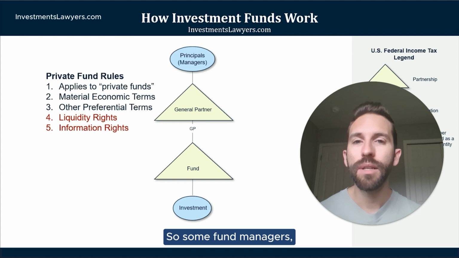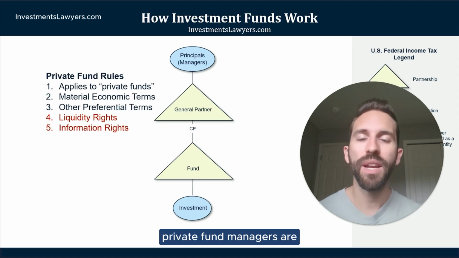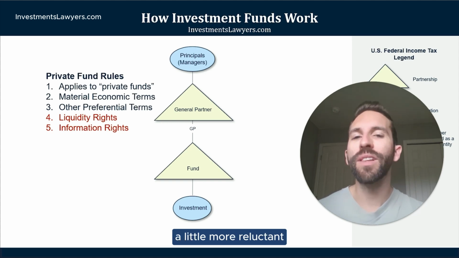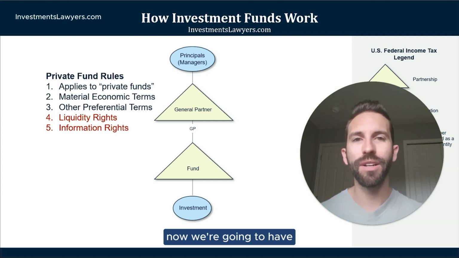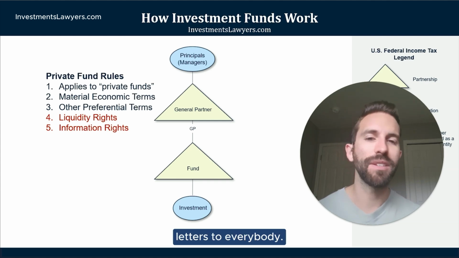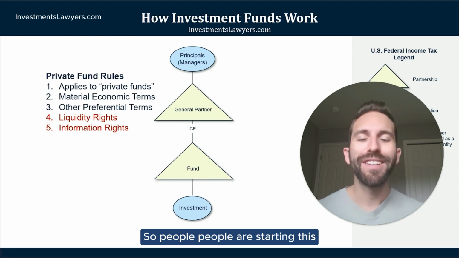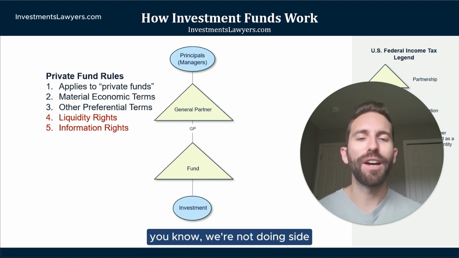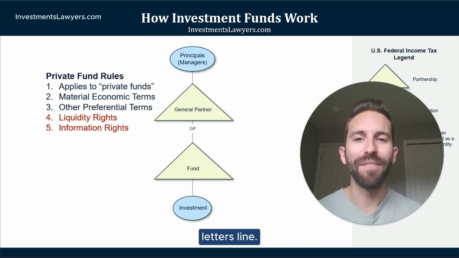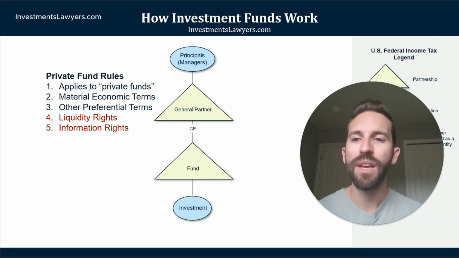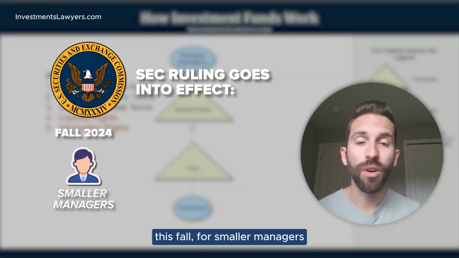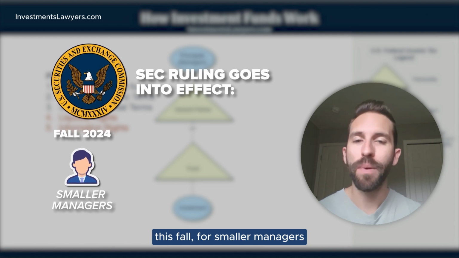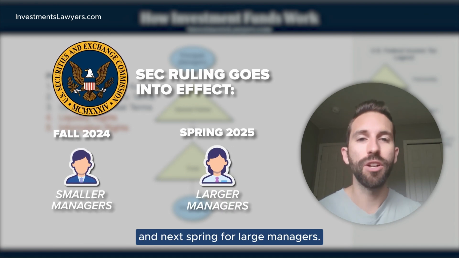So some private fund managers are a little more reluctant to enter into side letters now than they used to be, because now we're going to have to disclose these side letters to everybody. So people are starting to throw down the "we're not doing side letters" line, and we'll see how that goes. But again, these private fund rules go into effect this fall for smaller managers and next spring for larger managers.